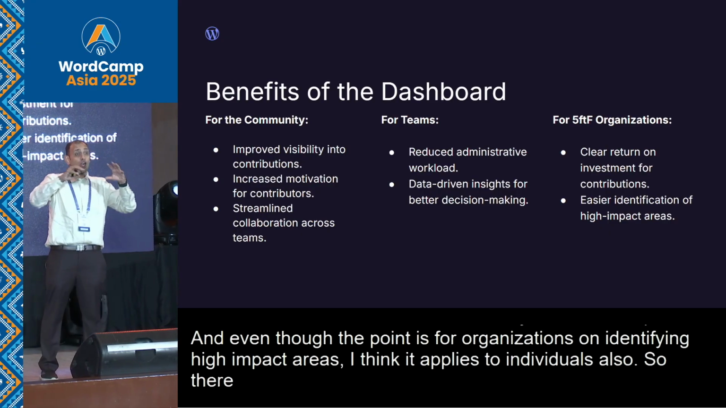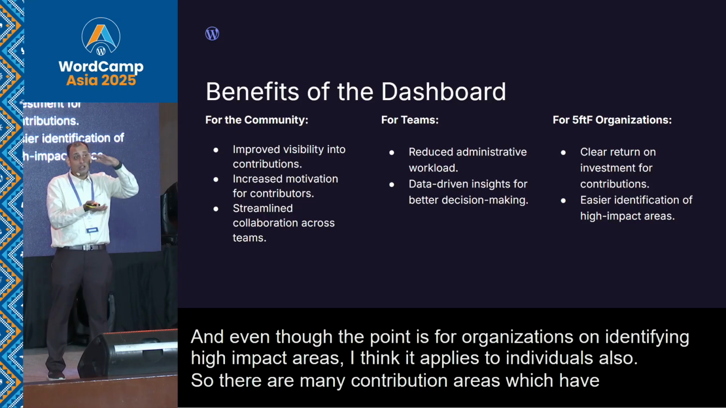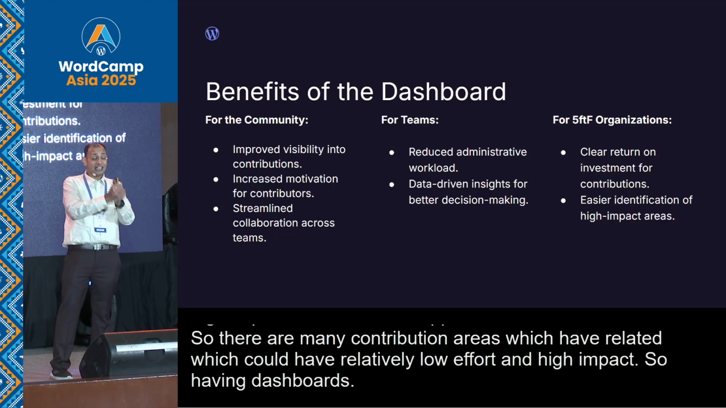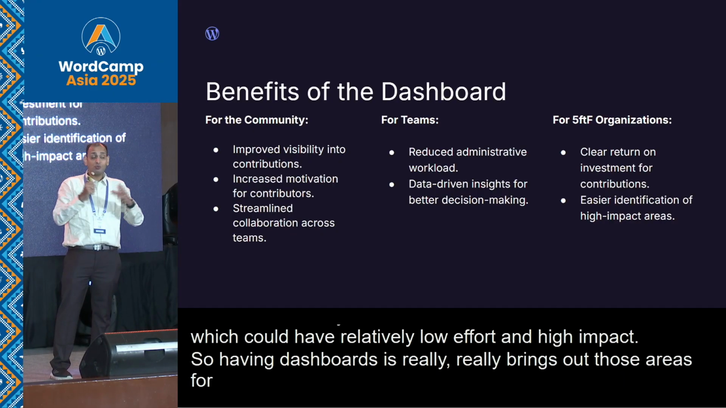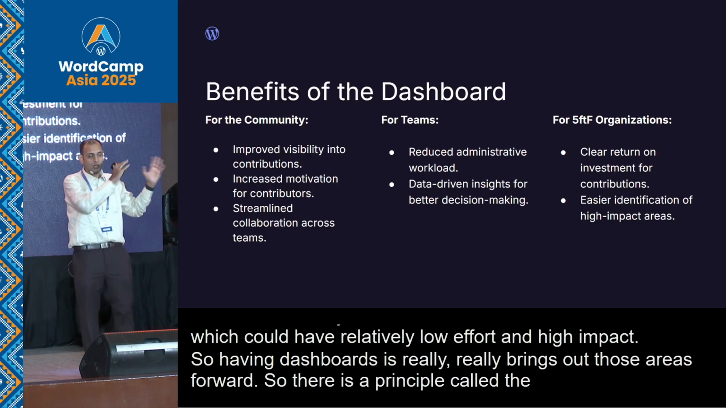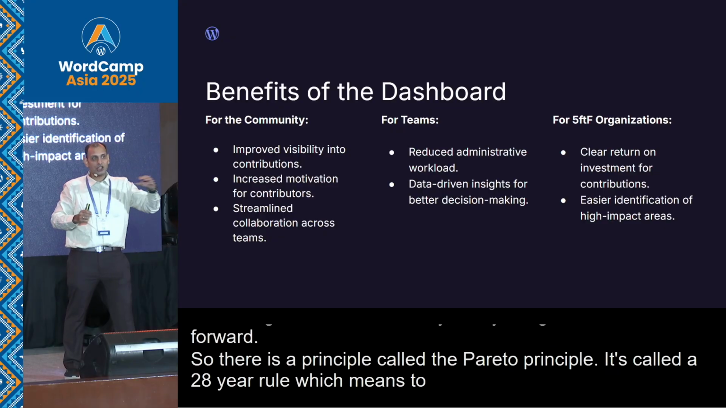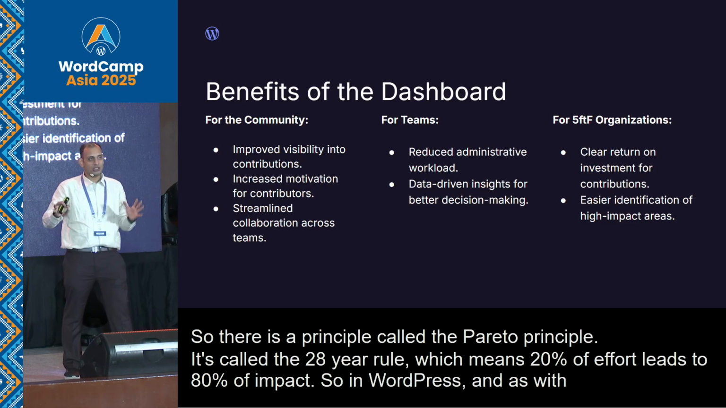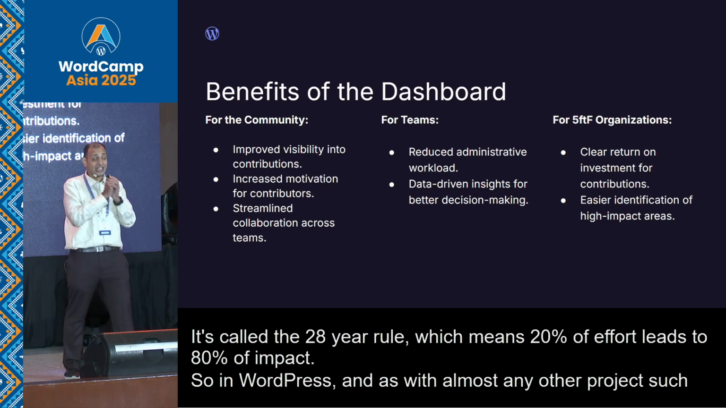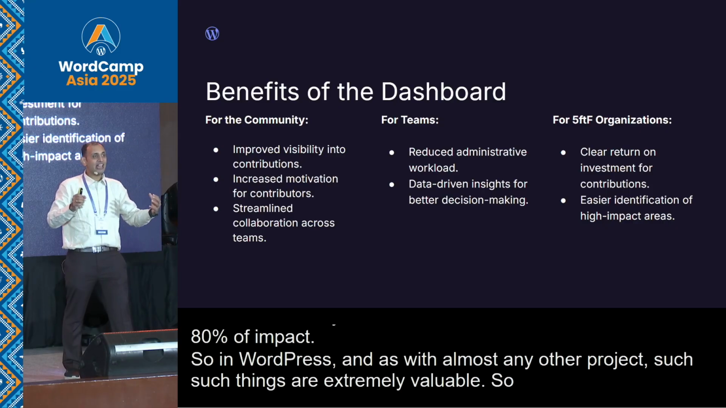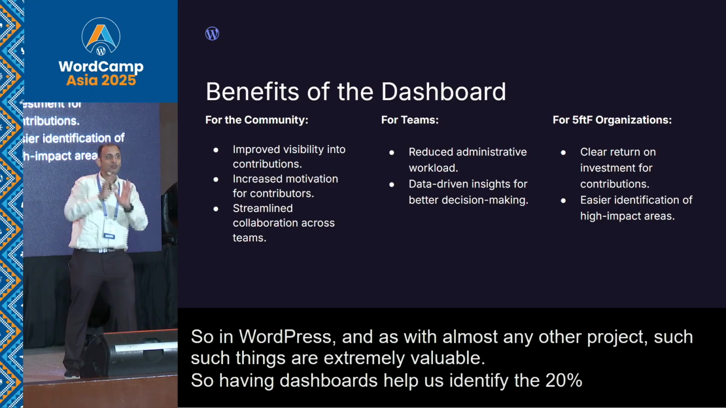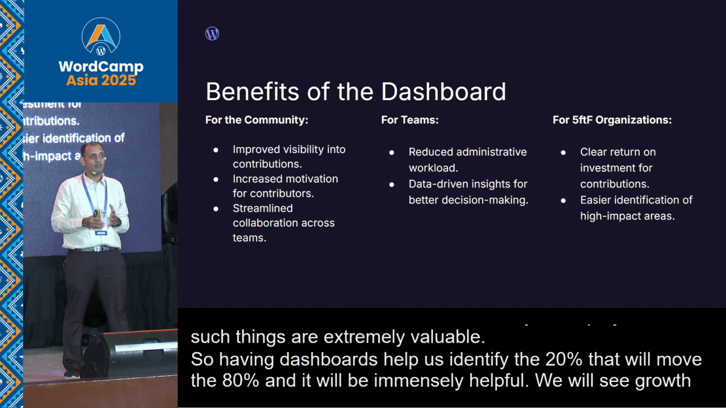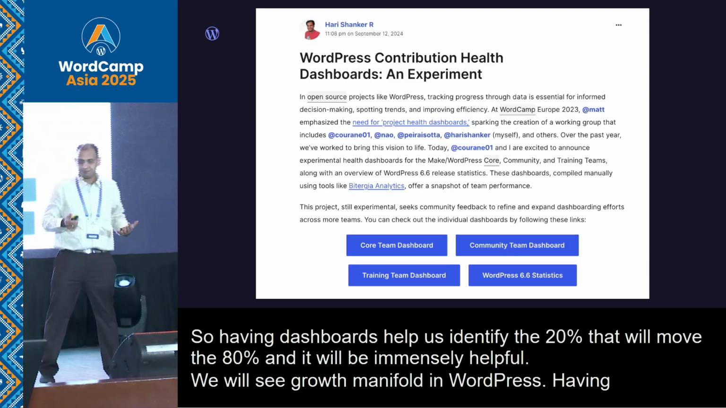So there are many contribution areas which could have relatively low effort and high impact. So having dashboards really brings out those areas forward. There is a principle called the Pareto principle. It's called the 20-80 rule, which means 20% of effort leads to 80% of impact. So in WordPress, and as with almost any other project, such things are extremely valuable. Having dashboards helps us identify the 20% that will move the 80%, and it will be immensely helpful. We will see growth manifold in WordPress having a dashboard like this.